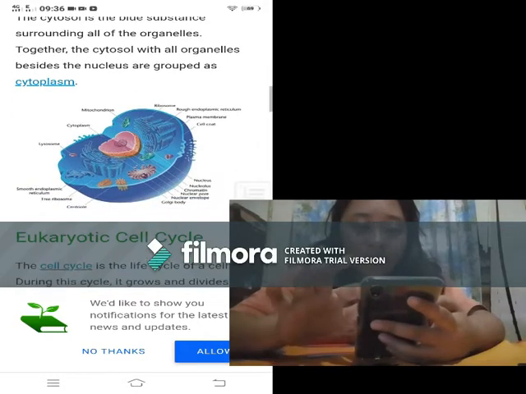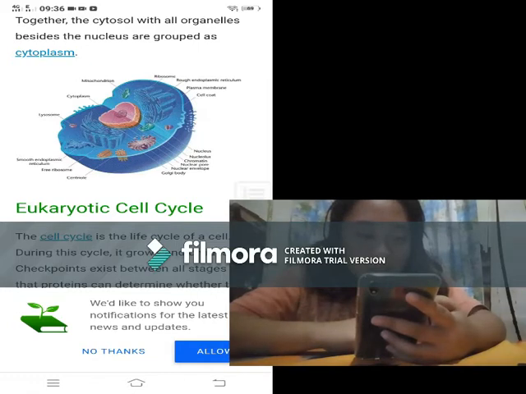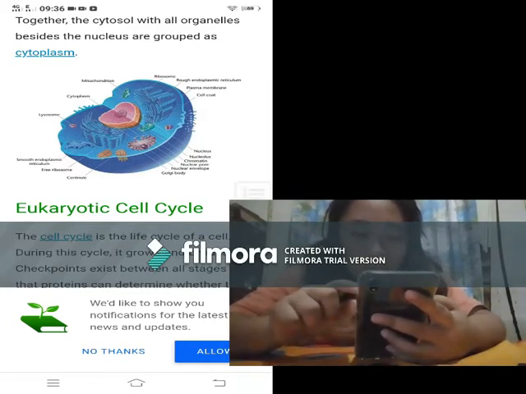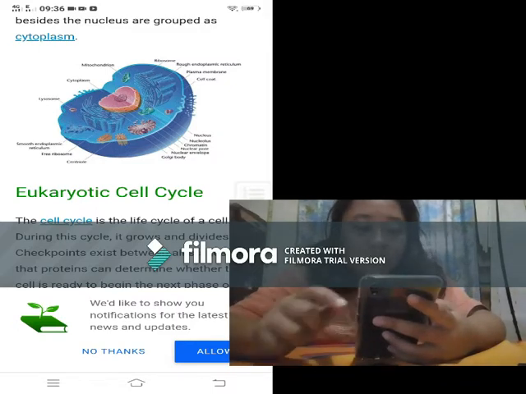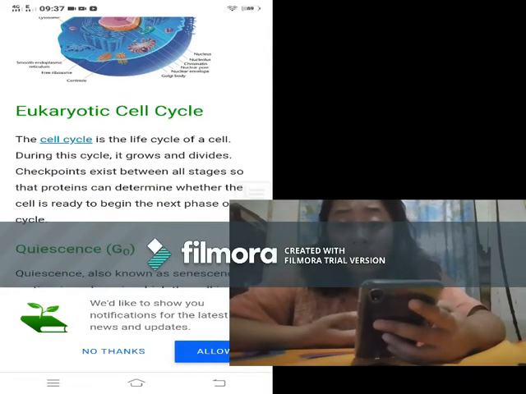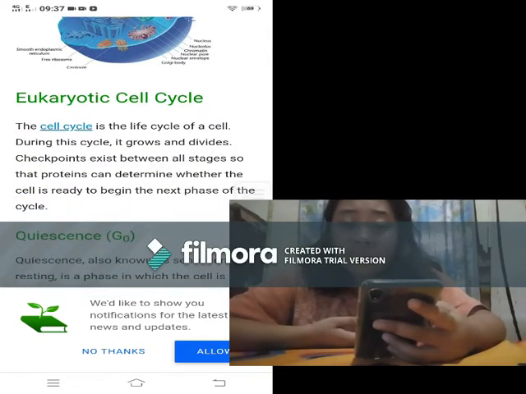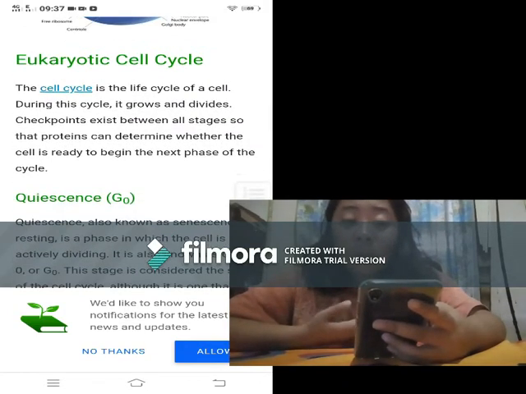So the parts: mitochondrion, the green one, cytoplasm, lysosome, smooth endoplasmic reticulum, the rough endoplasmic reticulum, ribosome, plasma membrane, cell coat, nucleus, nucleolus, chromatin, nuclear pore, nuclear envelope, Golgi body, and centriole. So, the eukaryotic cell cycle. The cell cycle is the life cycle of a cell. During this cycle, it grows and divides. Checkpoints exist between all phases so that proteins can determine whether the cell is ready to begin the next phase of the cycle.